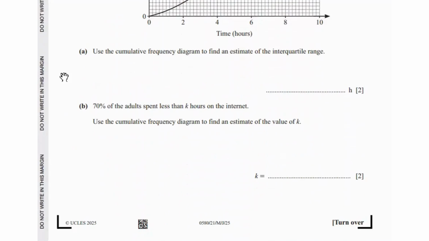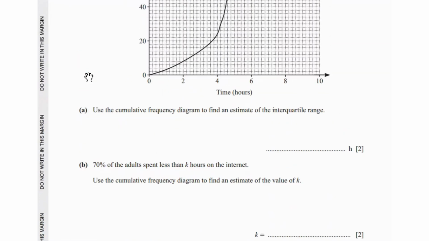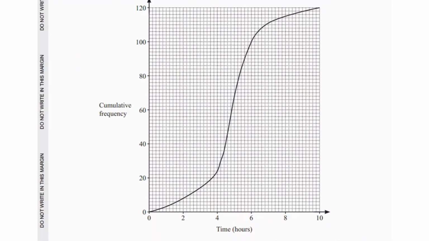Then 70% of the adults spent less than K hours on the internet. Use the cumulative frequency diagram to find an estimate for the value of K. 70% of the adults mean 120 times 70 over 100. The 0 gets cancelled out and we're left with 12 times 7, which is 84. Which means 84 adults spent less than k hours on the internet. So we go back to the graph. 84 is going to be over here. So let's draw a line from 84.